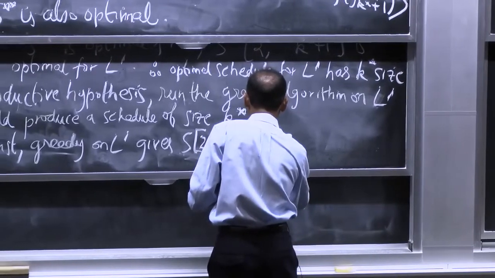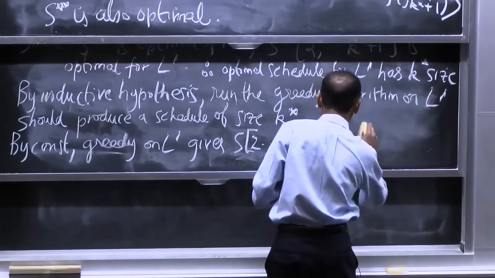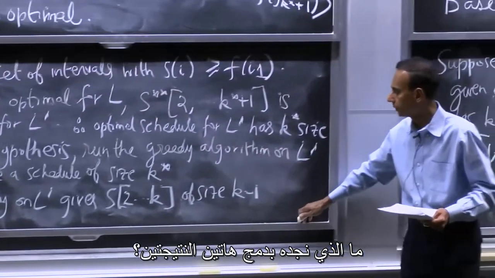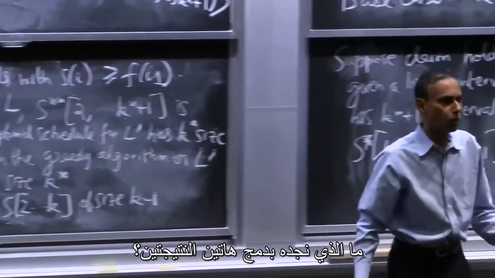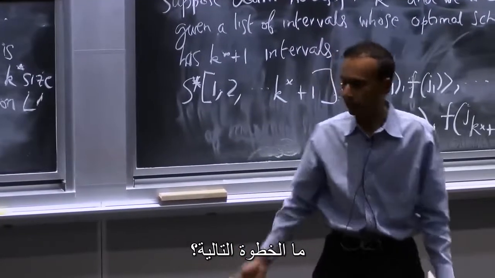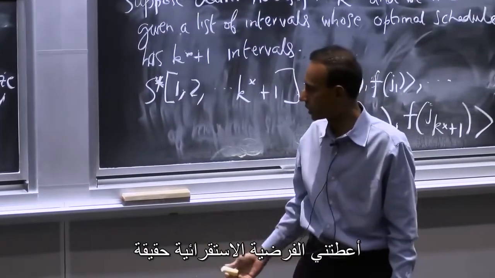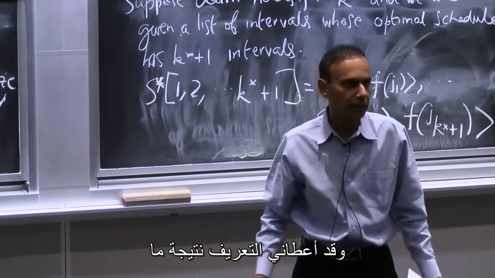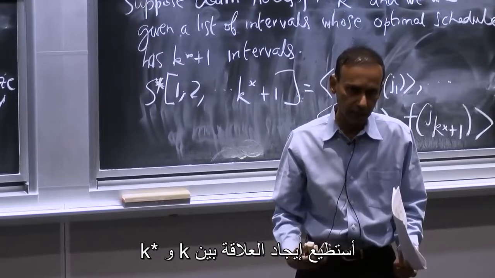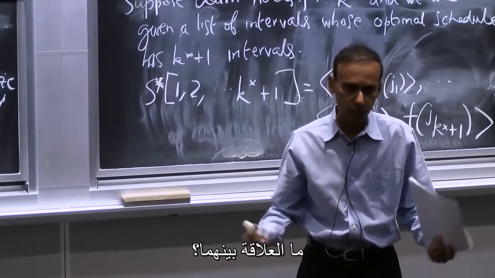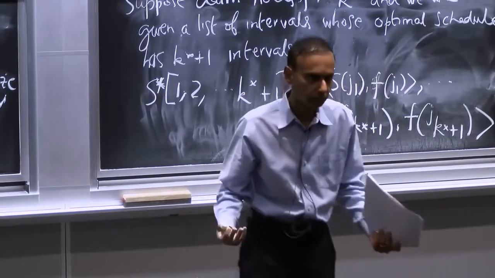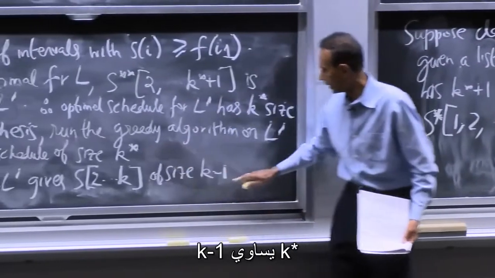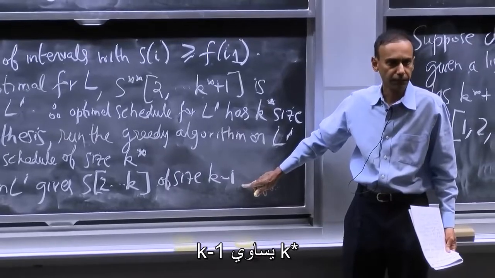So if I put these two things together, what do I have? What is the next step? I have the inductive hypothesis giving me a fact. I have the construction giving me something. Now I can relate K and K star. What's the relationship? K star is equal to K minus 1. Do people see that?